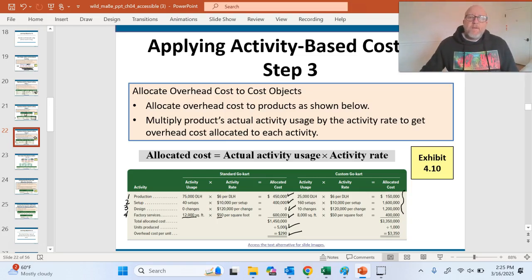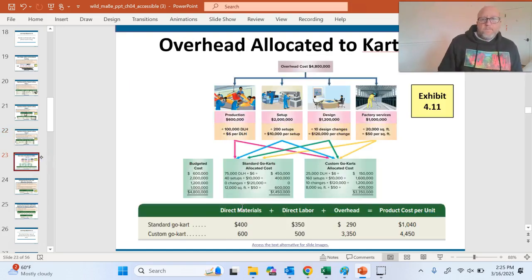Alternatively, we would do the same thing with the custom, and then we would divide by the number of customs, and therefore we would get overhead of 3,350. And then we would look at, again, this is what we just captured, and then we would add the direct materials, and that's pretty consistent across any overhead allocation method we employ. It's always going to be the same material cost, and it's always going to be the same labor cost. We're just refining the way that we allocate overhead.